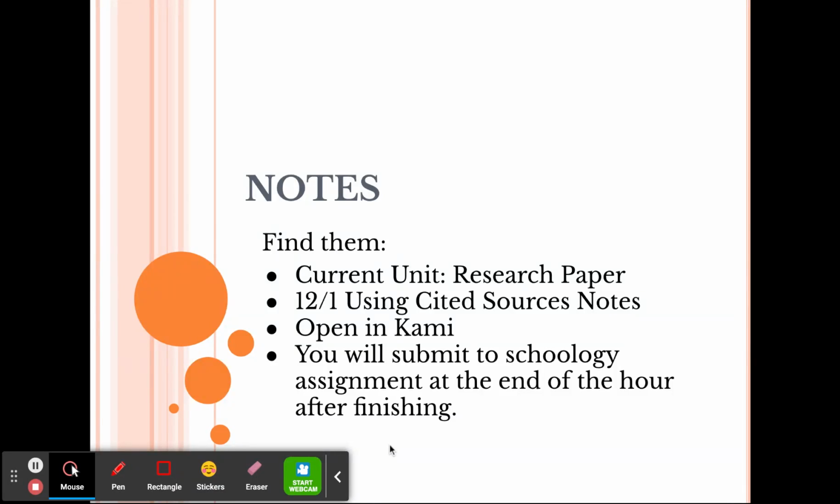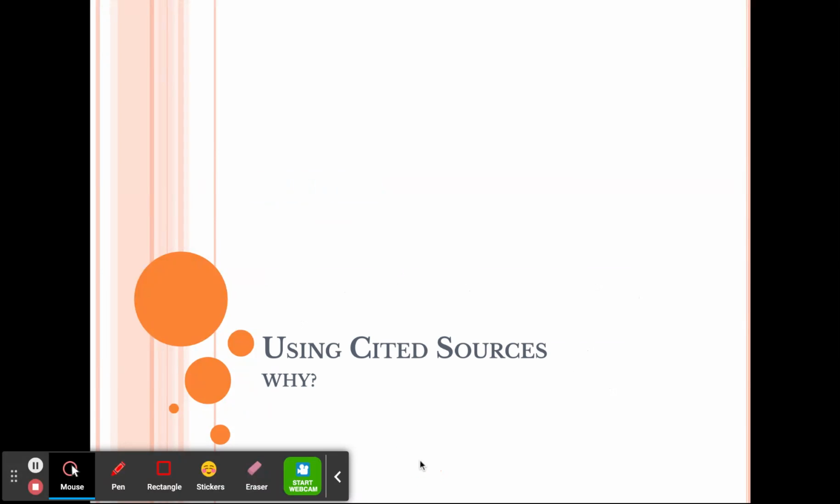So, today we're going to be looking at using cited sources and how you can use those cited sources. So, the first thing to note is that using cited sources is something that's really important. You'll use it specifically for this paper. So, it's really essential that you get ready for this summative. But you're also going to use it in other classes.